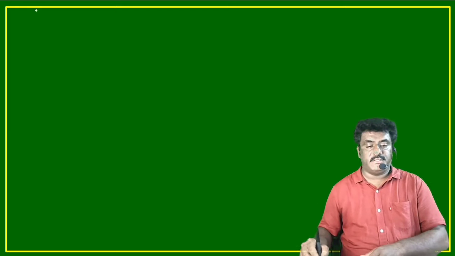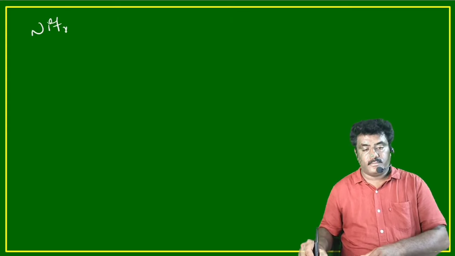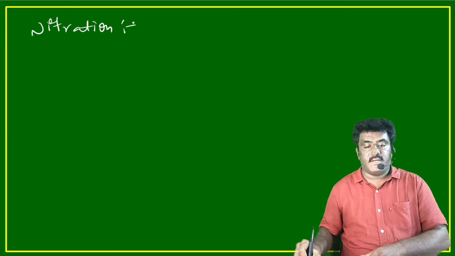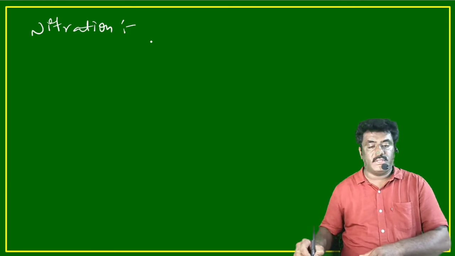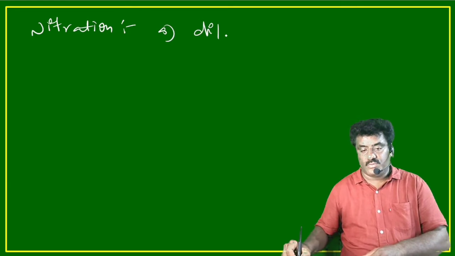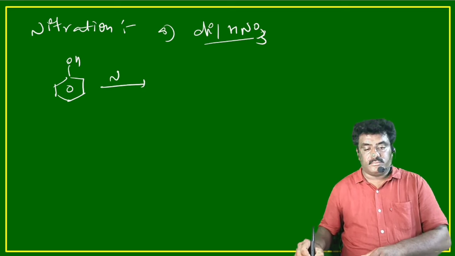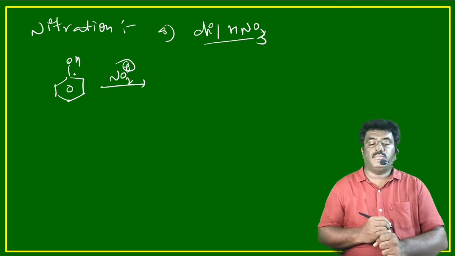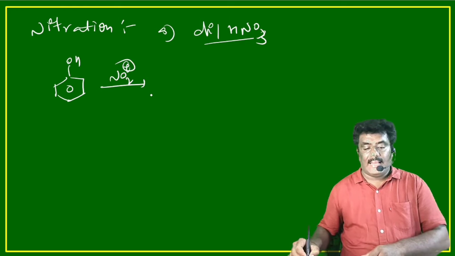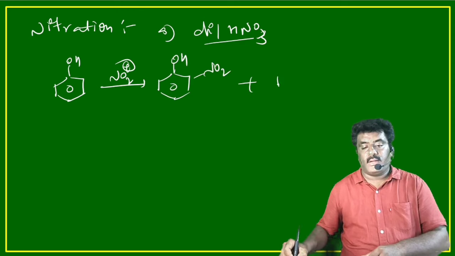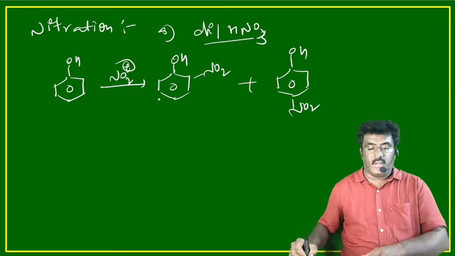Next is nitration. What is the nitrating mixture? HNO3, H2SO4. The first condition is dilute HNO3. I am writing phenol in presence of NO2+, the nitronium ion, an electrophile. It forms orthonitrophenol and paranitrophenol.